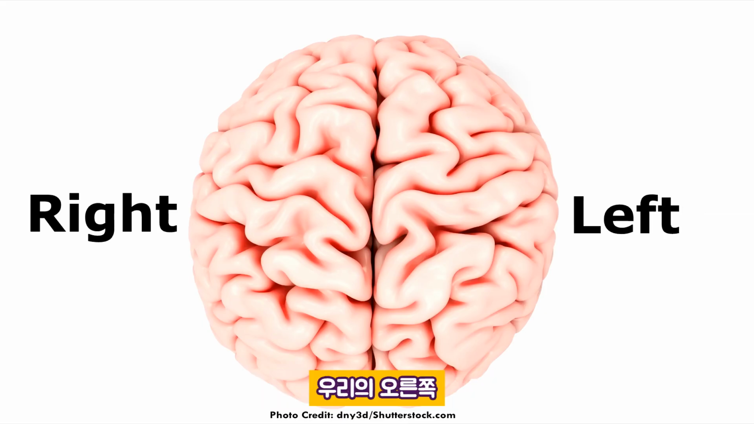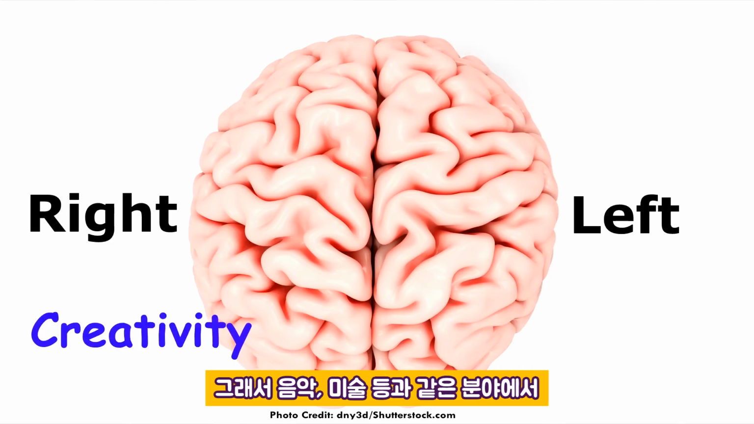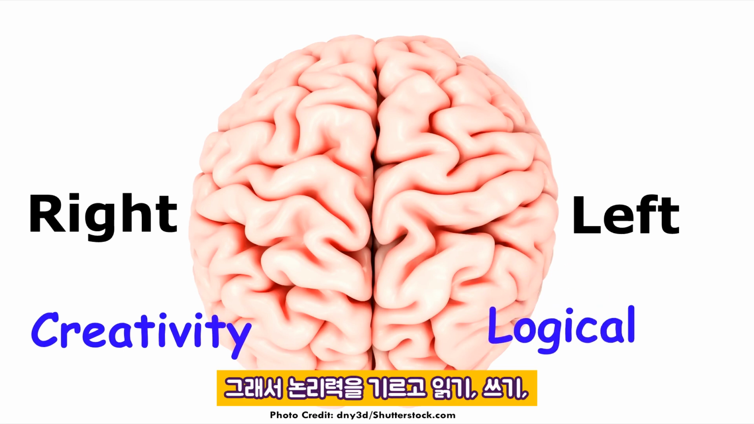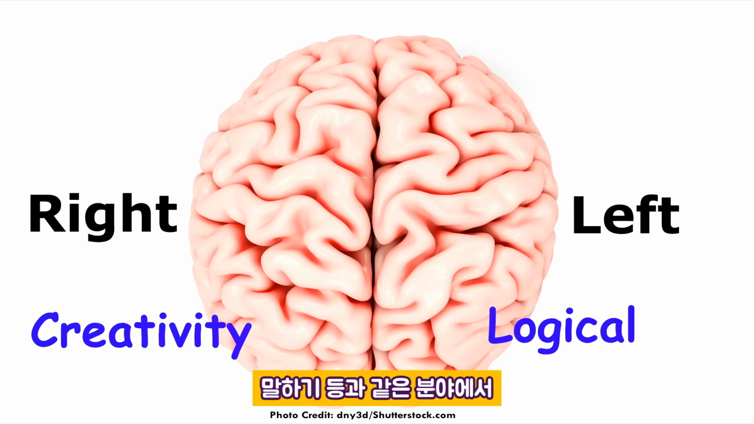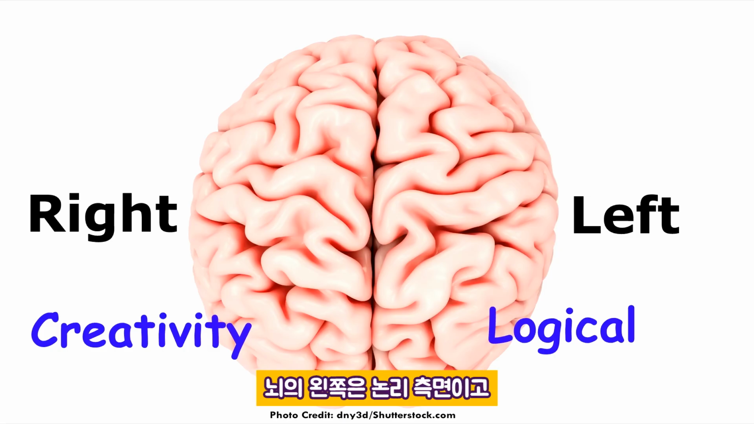Okay, our right side of the brain is responsible for our creativity. So it helps us be creative, like with music and arts and things like that. On the contrary, our left side is our logical side. So it helps us with logic and helps us with things like reading, writing, speaking, and things like that. Now, how do you remember the two? How I remember it is that left starts with L, logic starts with L, so I know that the left side of the brain is our logic side and the other side is the creative side.